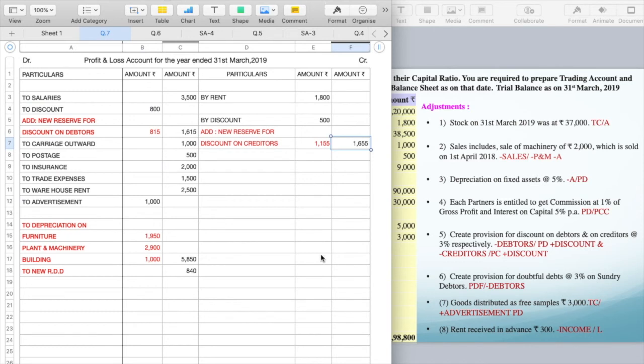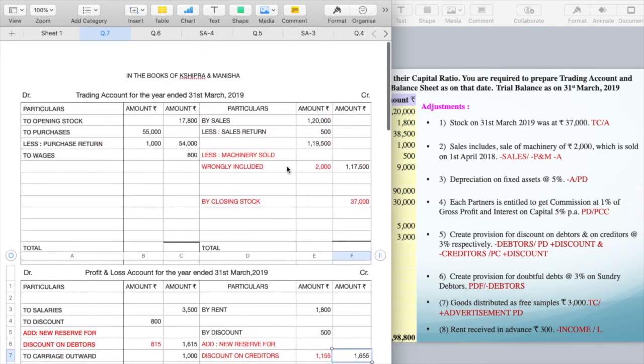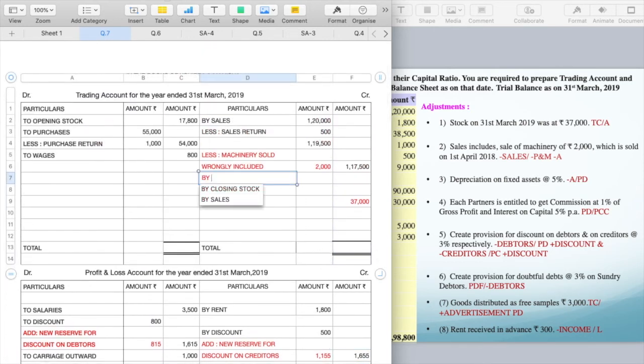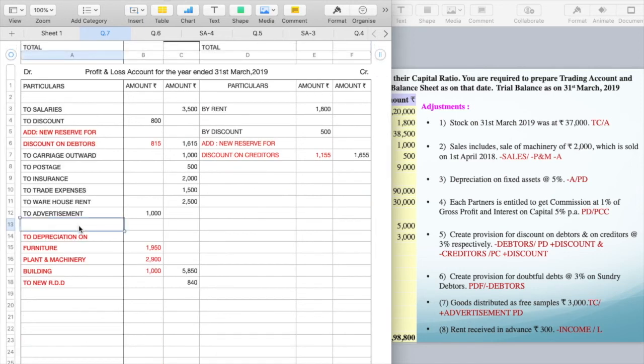Now seventh, goods distributed as free samples. The goods are going out of the business. So trading account credit side. Less goods distributed as free samples. So in the outer column, 3,000. It's a part of advertisement. The second effect will go to P&L debit side. Add to advertisement. Write free samples 3,000. The outer column balance will be 4,000.